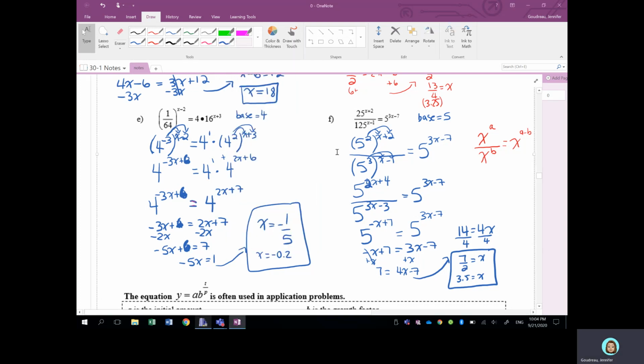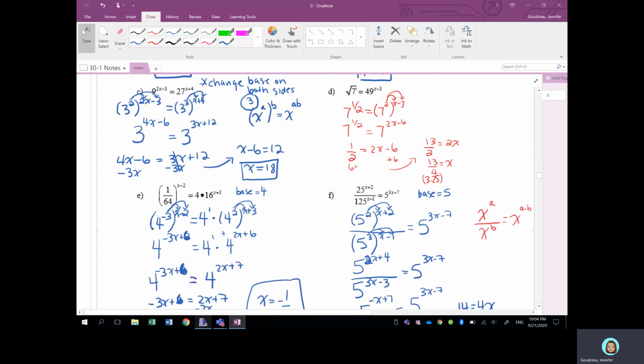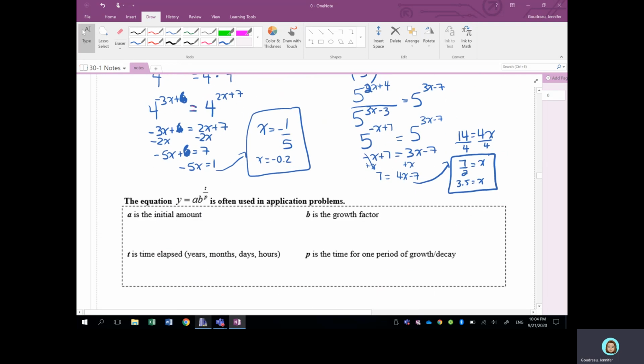All right, so we have solved 6 different equations algebraically and checked them all graphically. So our next step is going to be to use these skills in solving application problems.